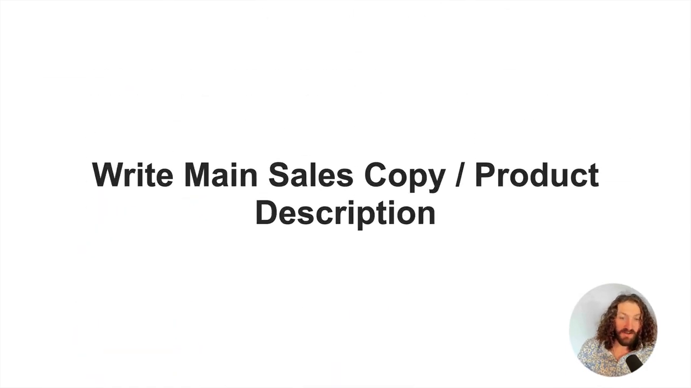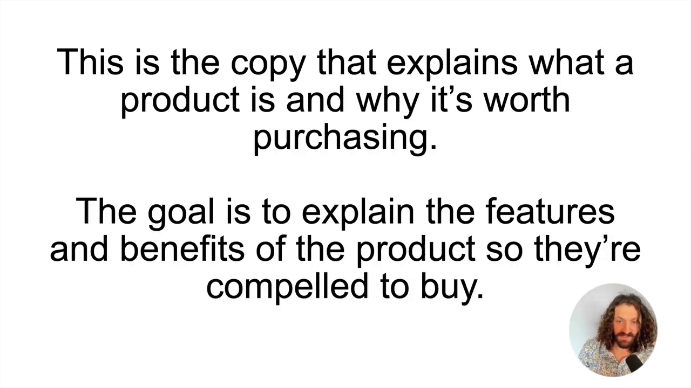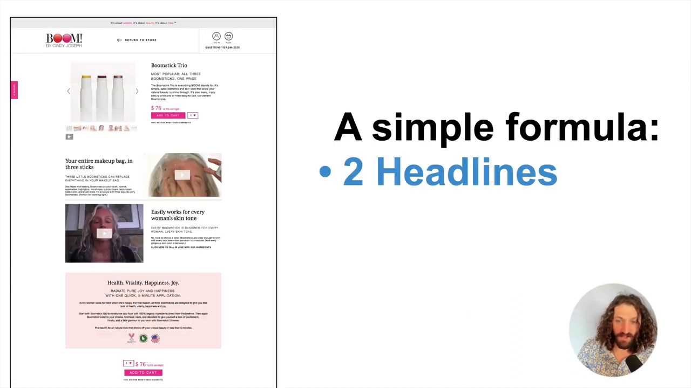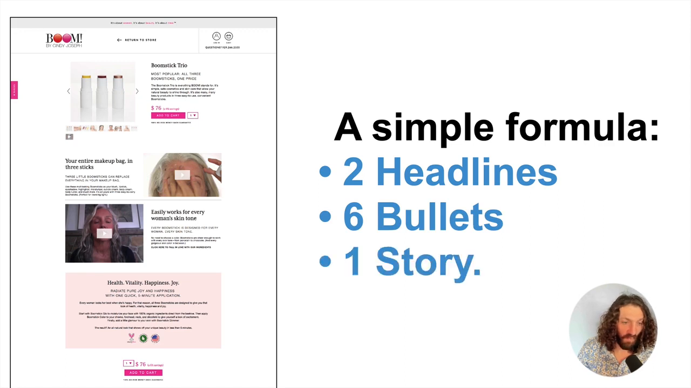Then there's your main sort of sales copy or product description, which is that long form stacked sales content. And this is the copy that explains what a product is and why it's worth purchasing. And the goal is to explain the features and benefits of the product so that someone is compelled to buy. And these days, scannability is everything. So we use headlines and bullets. So this is our formula. We do 2 headlines, 6 bullets, and 1 story.